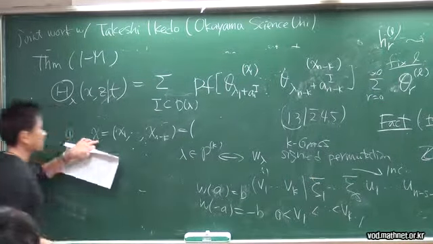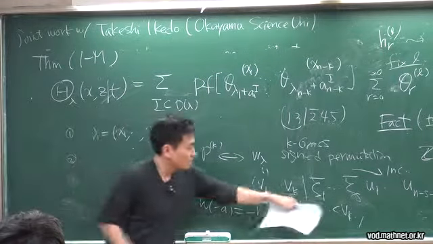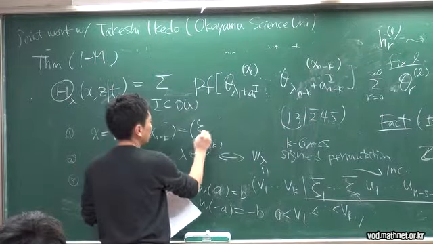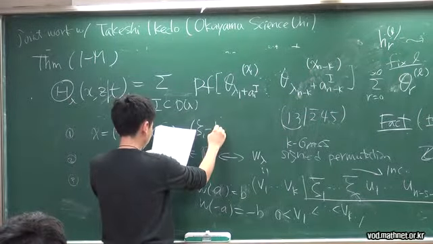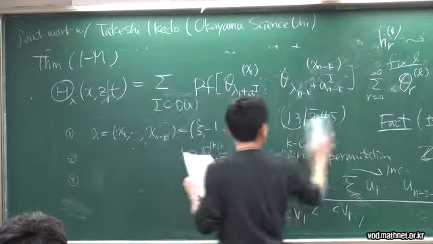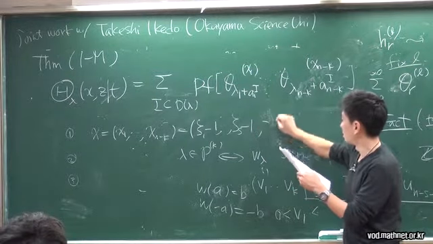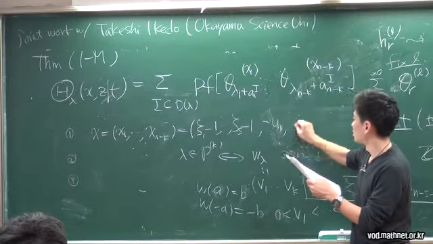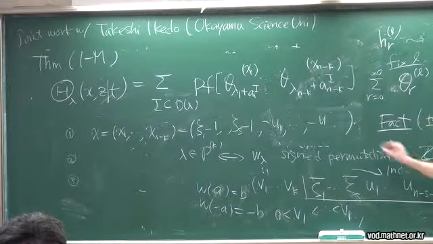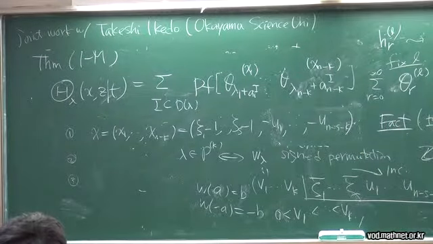I had to talk about this because this upper index is determined by these parts. So zeta minus 1 through zeta minus 1, and then here minus u1, minus u something. Well, n minus s minus k.